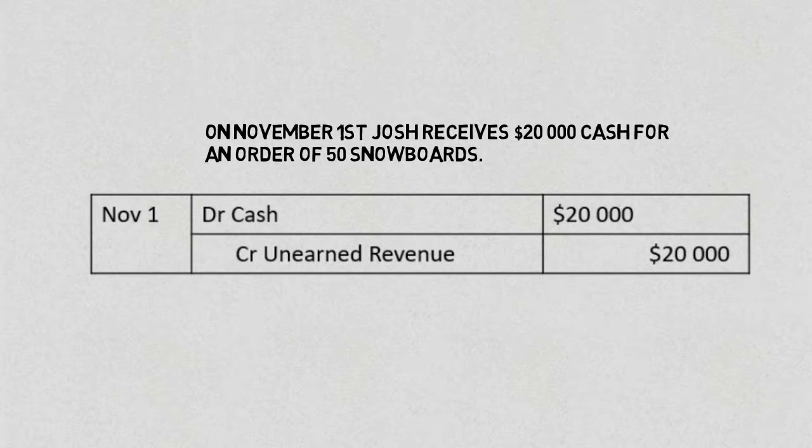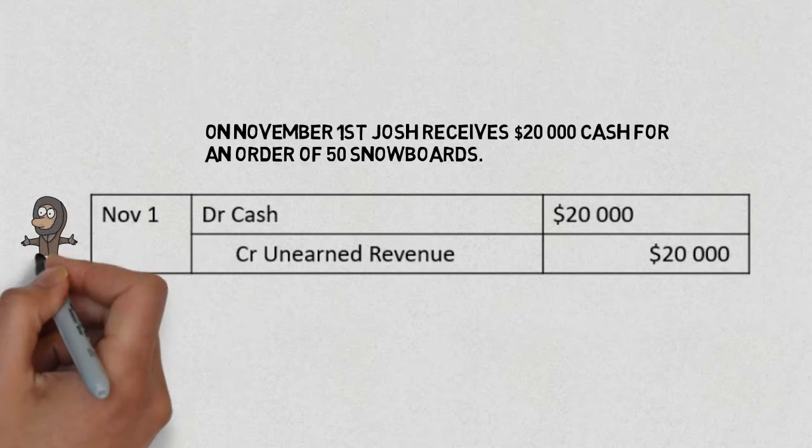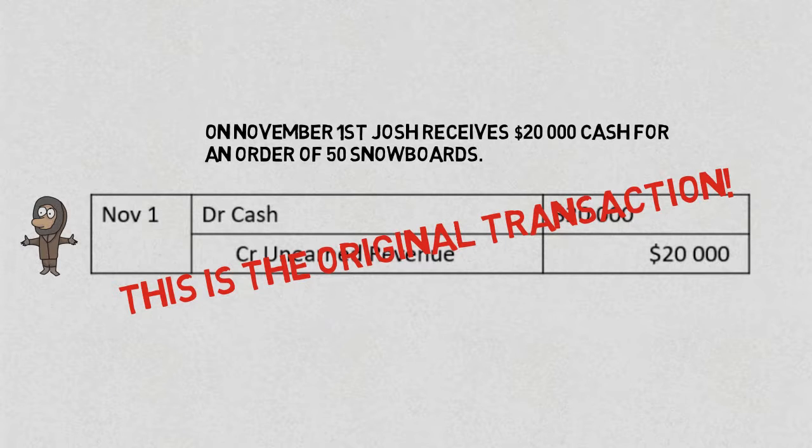We debit cash as an asset for $20,000 and we credit unearned revenue as a liability for $20,000 as we now owe 50 snowboards to our customer. This is the original transaction.